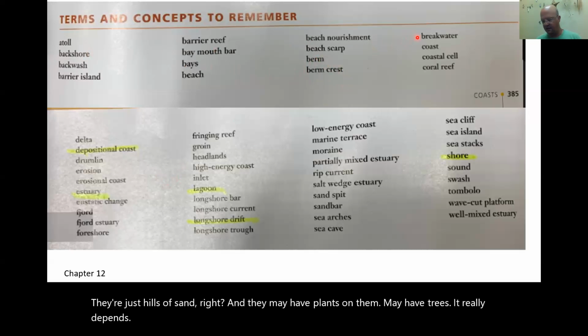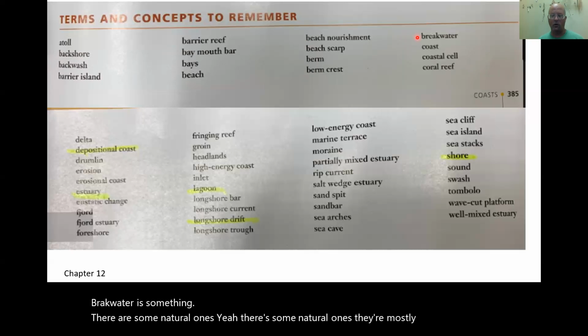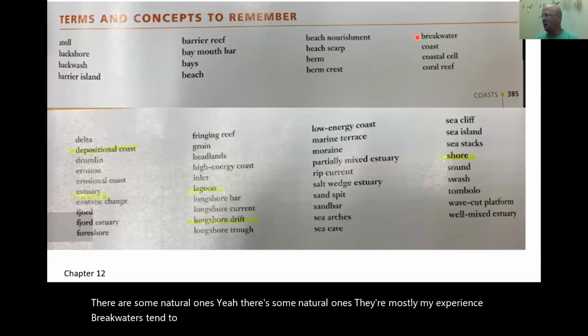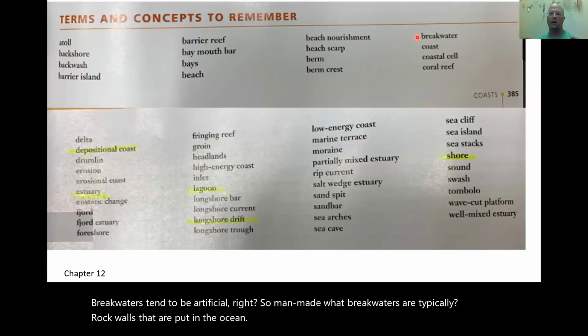Breakwater is something, there are some natural ones. Yeah, there are some natural ones. They're mostly, in my experience, breakwaters tend to be artificial, right? So man-made. Breakwaters are typically rock walls that are put in the ocean to slow the waves down.